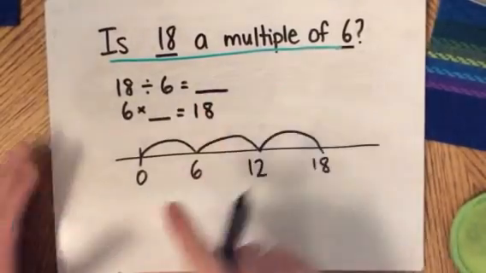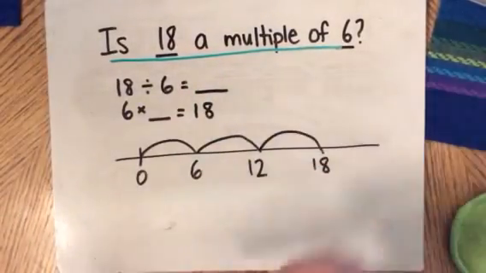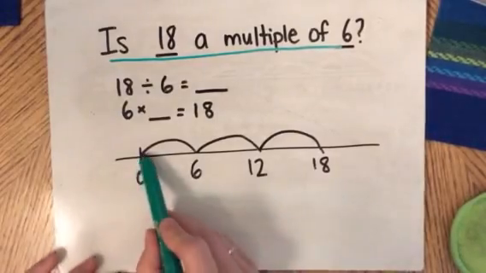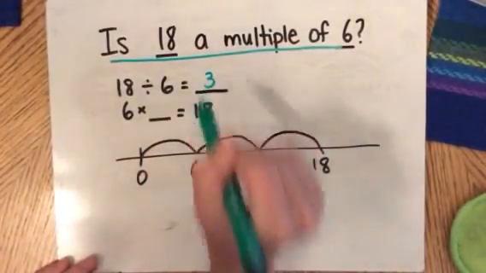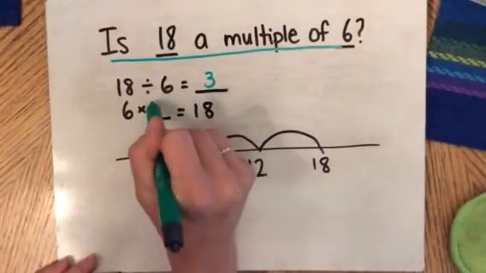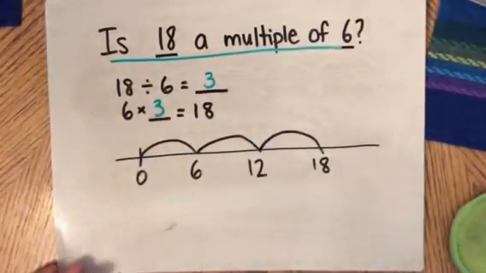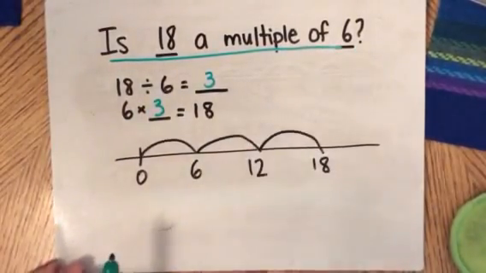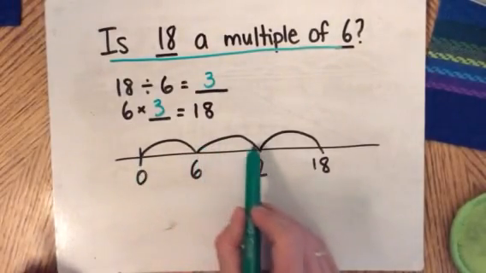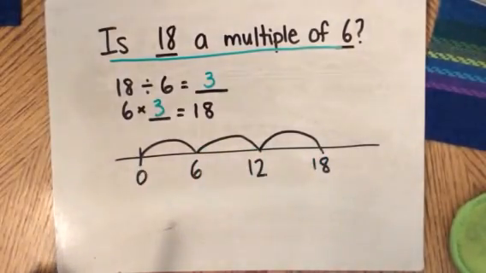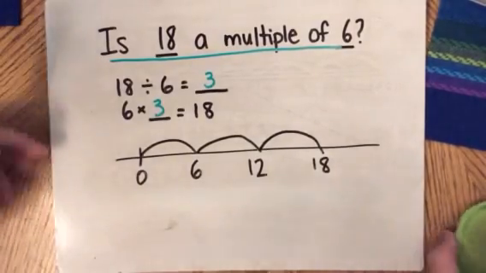So let's go back to our equations. What number would make this true? I jumped 1, 2, 3 times. So 18 divided by 6 is 3, and 6 times 3 is 18. So yes, 18 is a multiple of 6 because I can skip count by 6s and I will get 18 as a product.